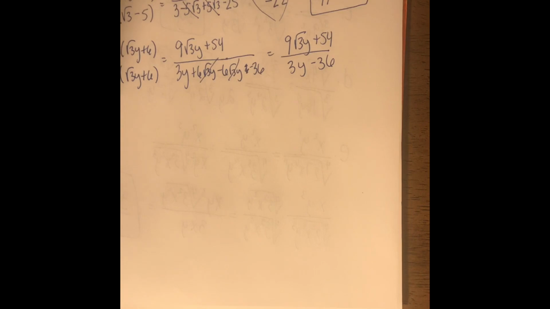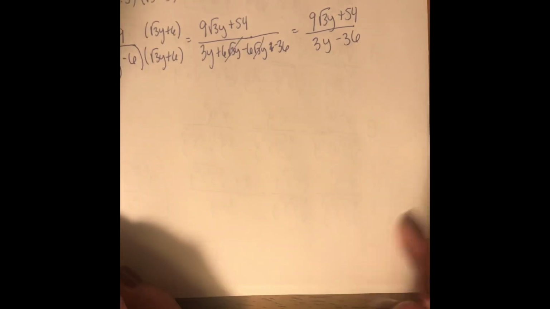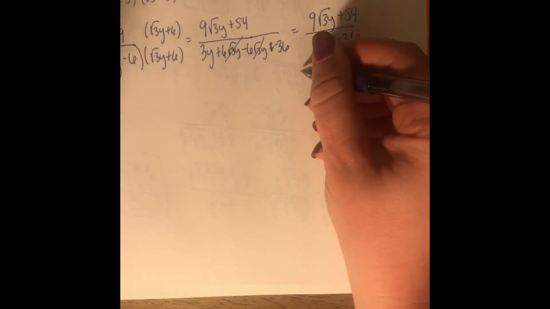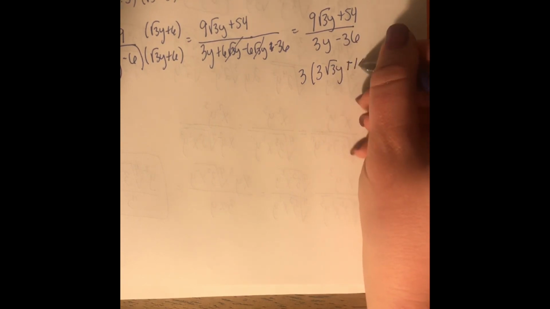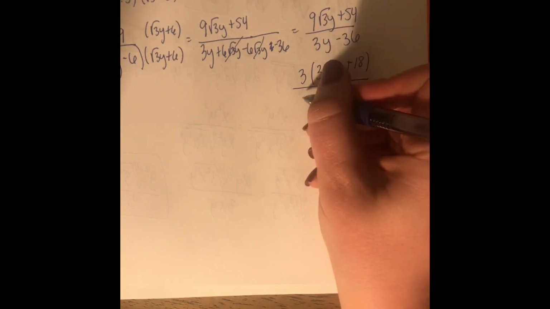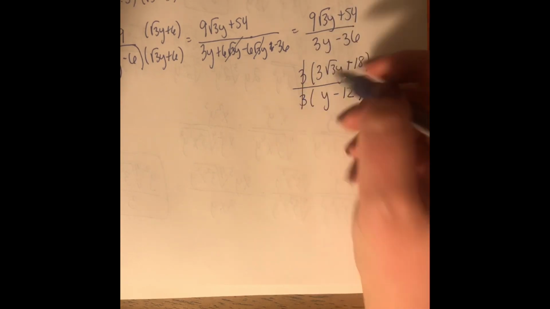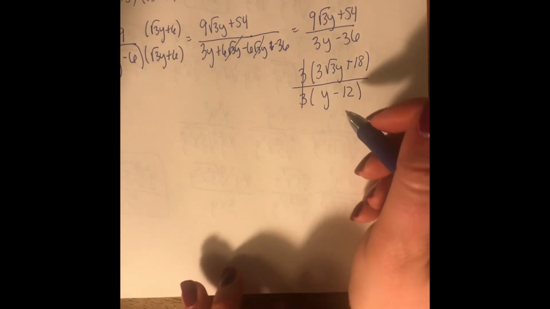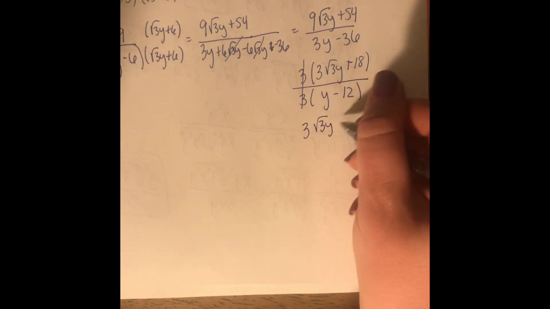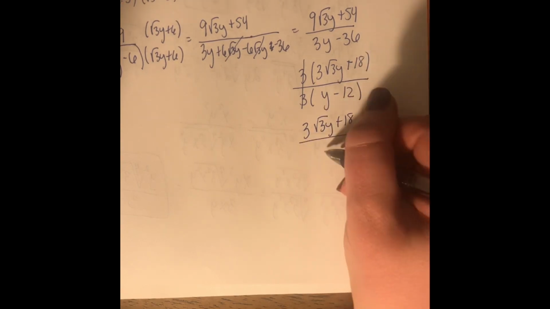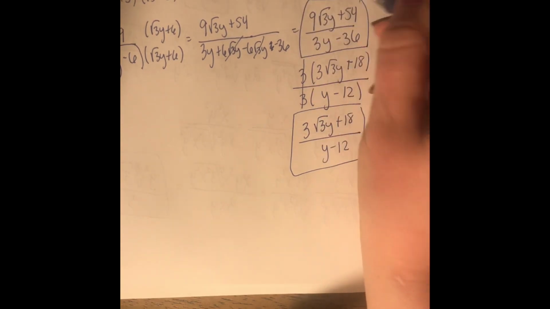Now that would be a totally acceptable answer, and that's a good answer. An even better answer would be to factor out a 3 out of both of these terms, the 9 and the 54. So you have 3 square roots of 3y plus 18 over factoring a 3 out of both of the terms in the denominator, y minus 12. These 3 cancel. So your final perfect answer would be 3 square roots of 3y plus 18 over y minus 12. Again, this is the best answer. This is an okay answer and will be fine for now.